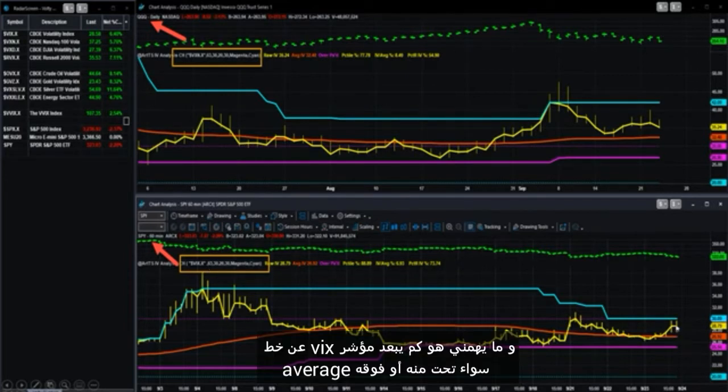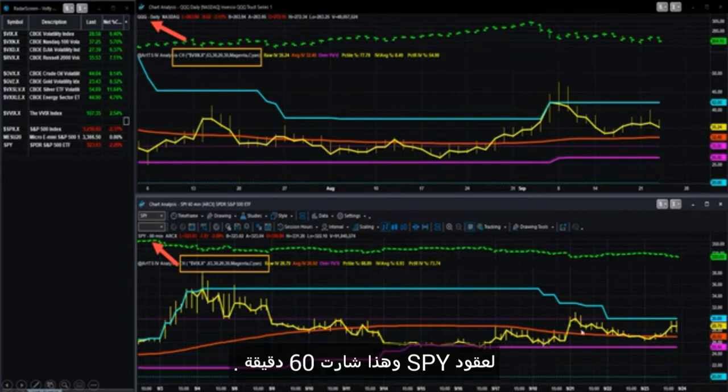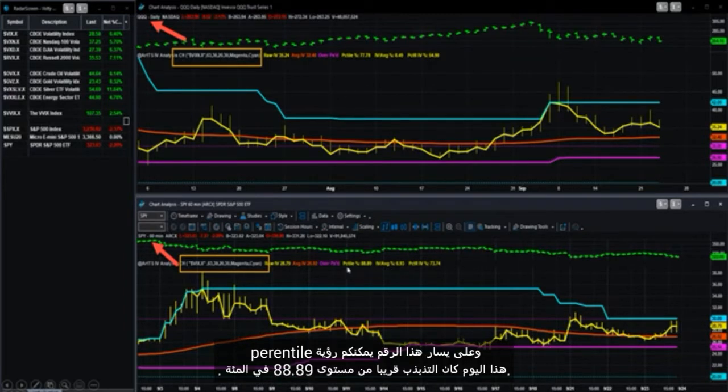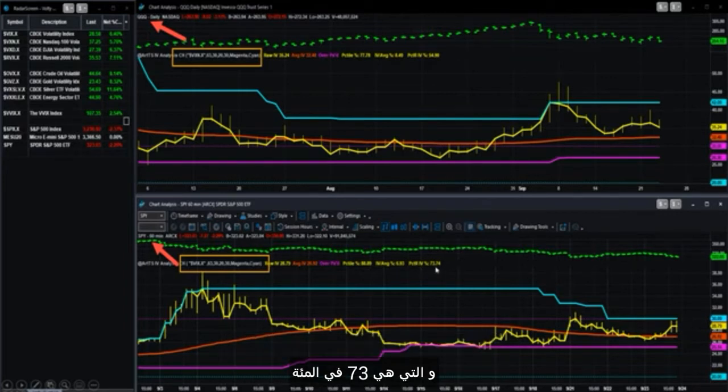So how far the VIX is above or below that average is what I care about. And that is the average IV ratio. It's the yellow number that you see right here. So it is roughly 7% above the average for SPY right now. This is a 60-minute chart. To the left of that, you can see the percentile. So today's volatility at the close was in the 88th percentile over the last 63 bars. And you can also see the Williams %R value for that implied volatility. It's at 73%, which is near the top of that, near the overbought area of that oscillator.